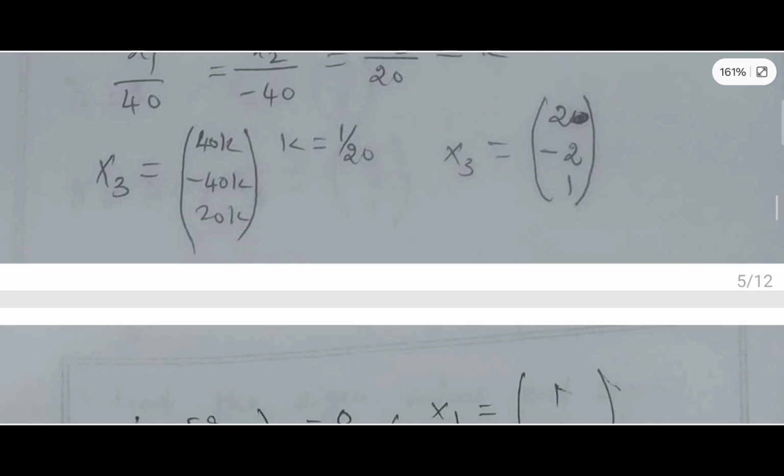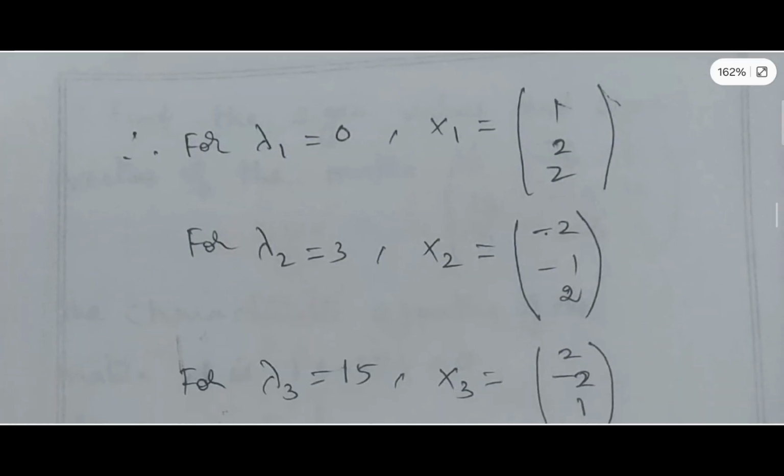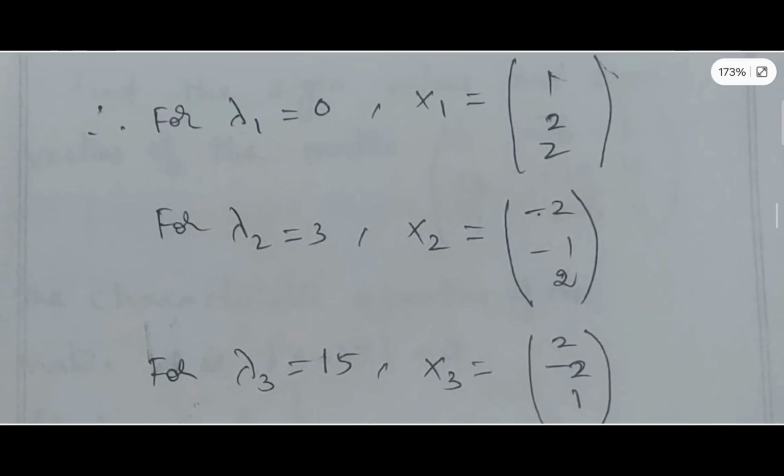So at last we got all the three eigenvectors. You see how it looks, because of distinct eigenvalues. For lambda 1 equal to 0, we got x1 equal to 1, 2, 2. For lambda 2 equal to 3, we got x2 equal to minus 2, minus 1, 2. And for lambda 3 equal to 15, we got x3 equal to 2, minus 2, 1.